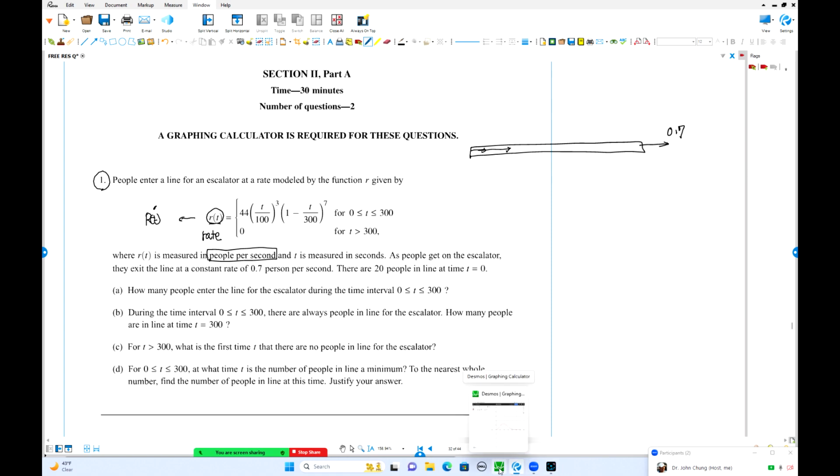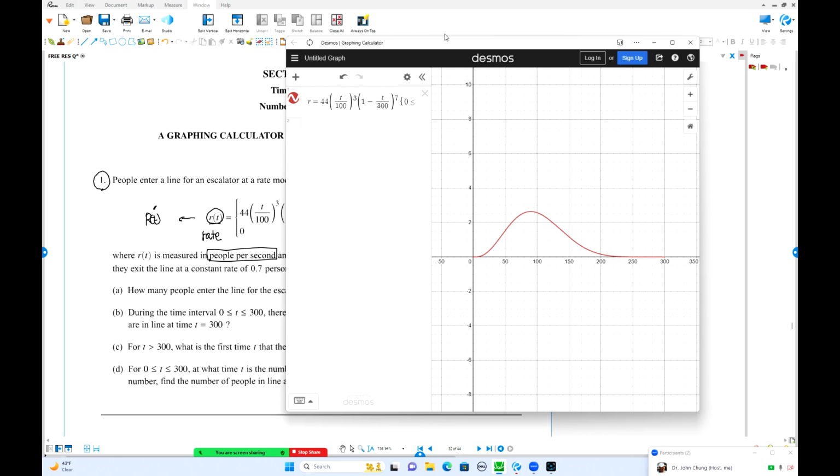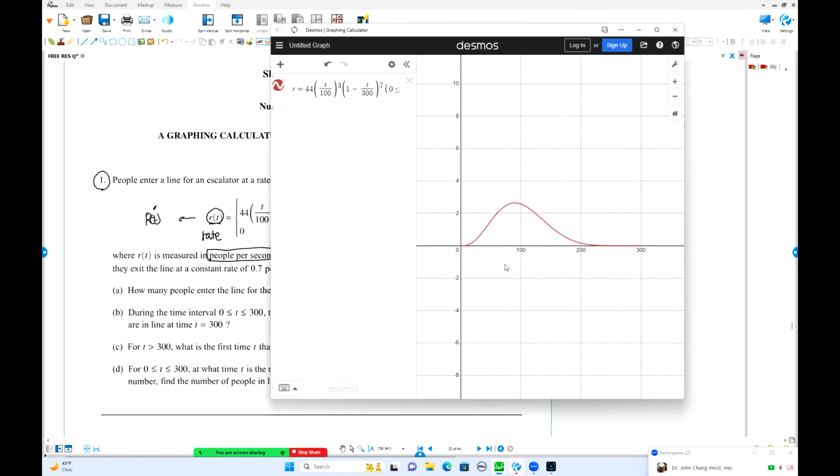I put the graph already over here. That is the R(t) graph. Take a look. It shows people getting into the escalator at every time. For example, at this point, at time t equals 39.3, only one person is getting in the line. So 0.99 is approximately one person getting into the escalator.